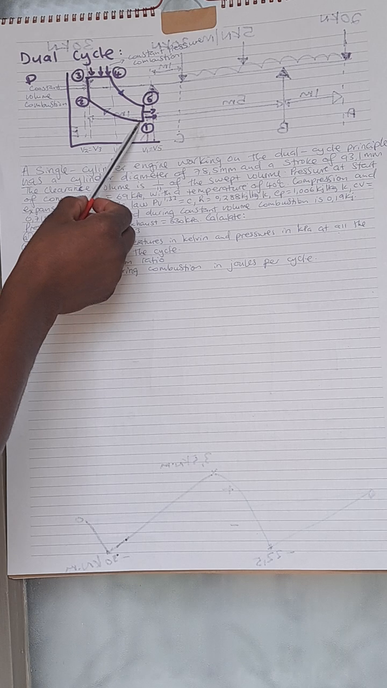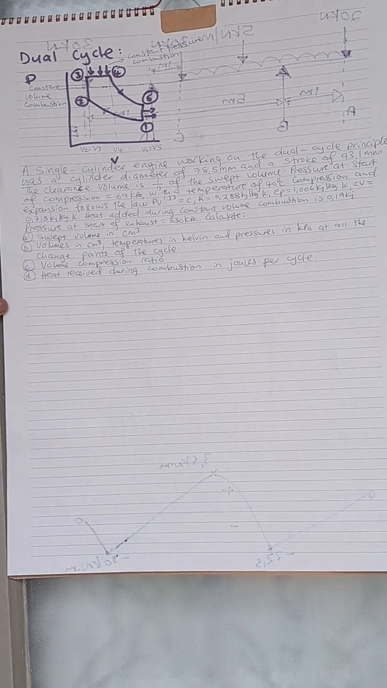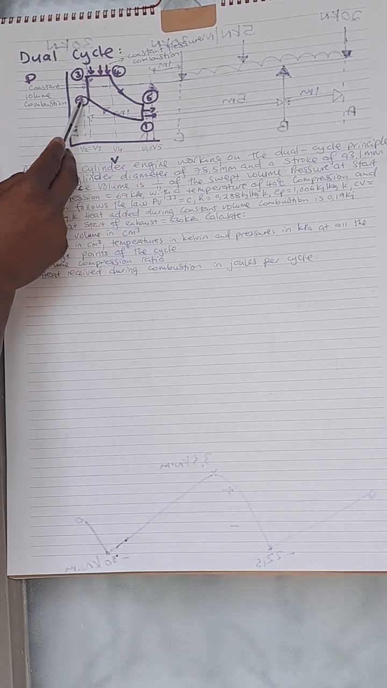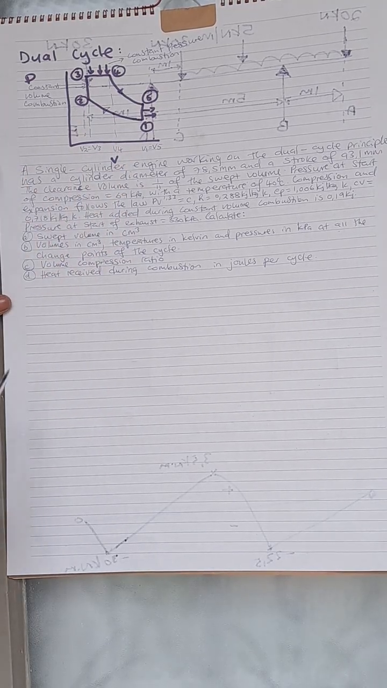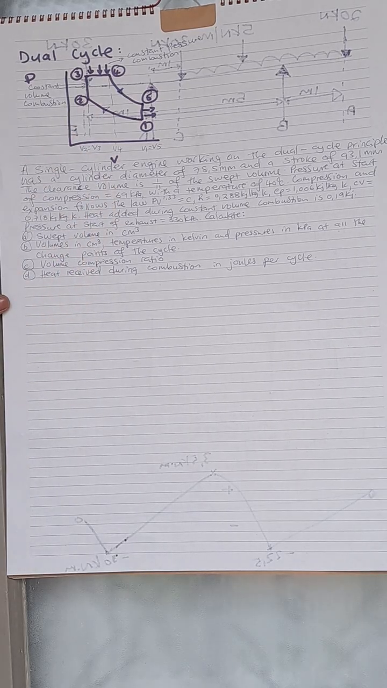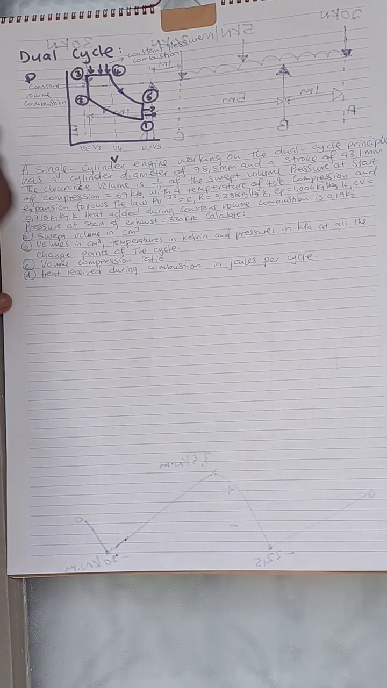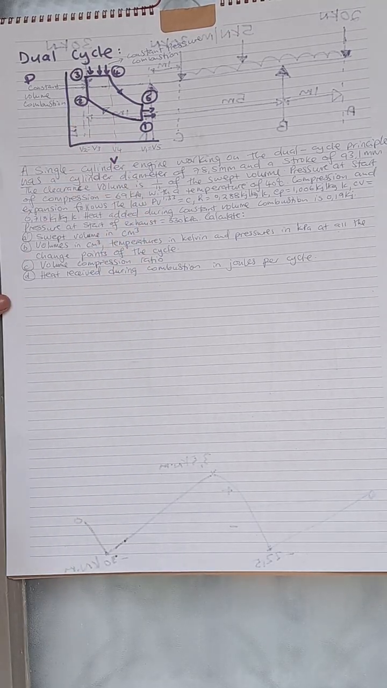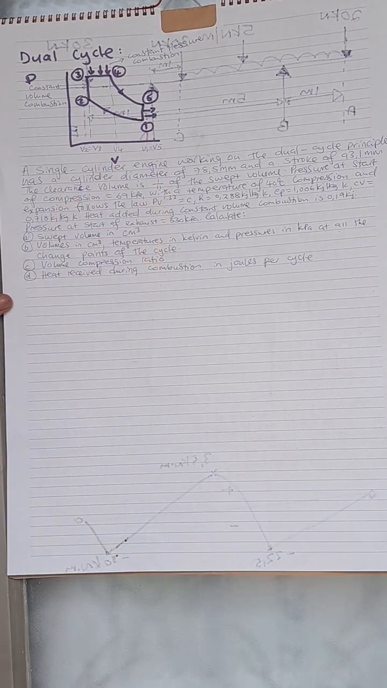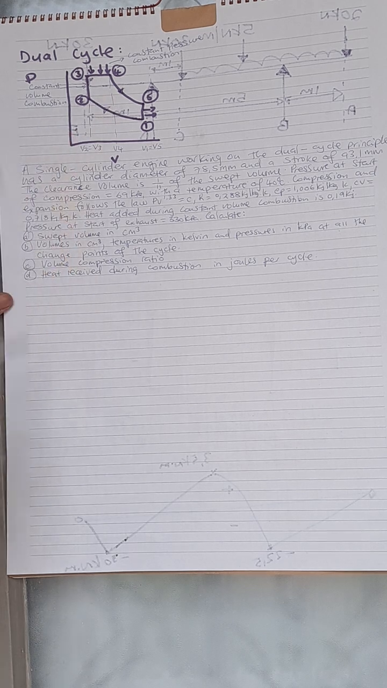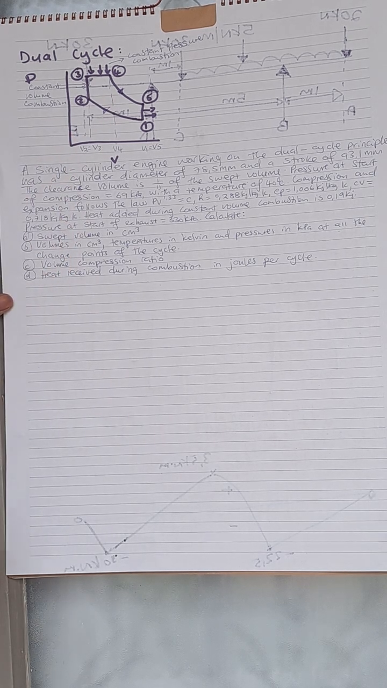We have from point 1 to point 2 where we have our compression stroke. This region between point 1 and point 2, that's our compression stroke. But between point 2 and point 3, that's our constant volume combustion. And then between point 3 and point 4, where our pressures are constant, we have the constant pressure combustion. But between points 4 and 5, we have our expansion stroke.